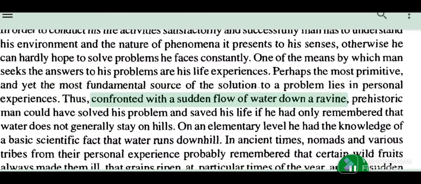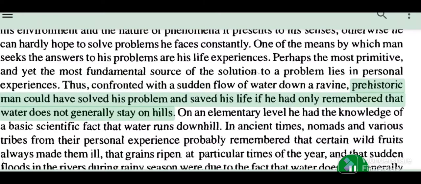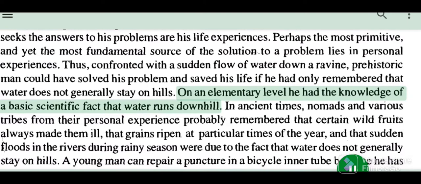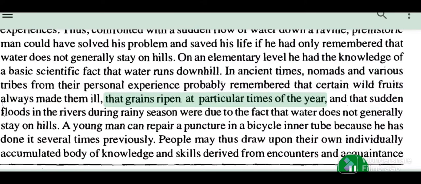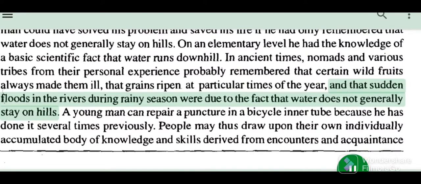Thus, confronted with a sudden flow of water down a ravine, prehistoric man could have solved his problem and saved his life if he had only remembered that water does not generally stay on hills. On an elementary level, he had the knowledge of a basic scientific fact that water runs downhill. In ancient times, nomads and tribes from their personal experience probably remembered that certain wild fruits always made them ill, that grains ripen at particular times of the year, and that sudden floods in the rivers during rainy season were due to the fact that water does not generally stay on hills.